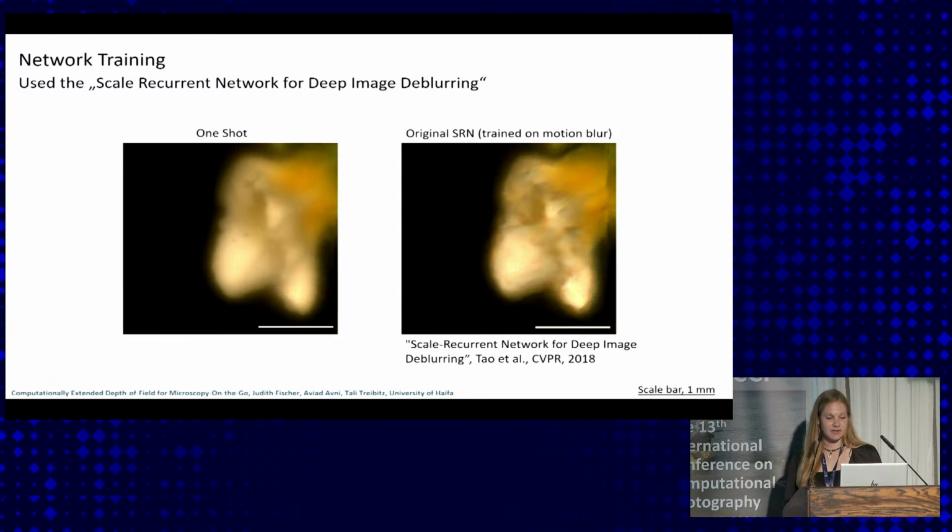We thought of using, in the beginning, just a naive approach, which was to use a pre-trained network already. And here we can see that we used the scale recurrent network for deep image deblurring, and this network was originally trained on motion blur. We can see here that just using the original weights didn't improve our image. That's why we needed to go back and retrain our network.